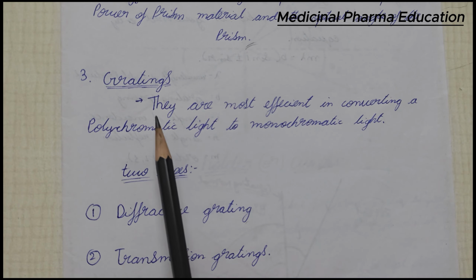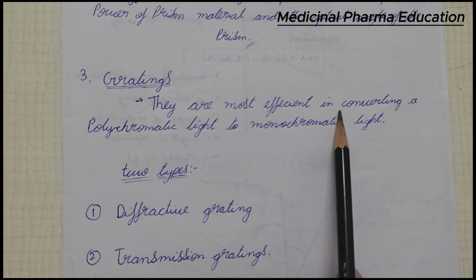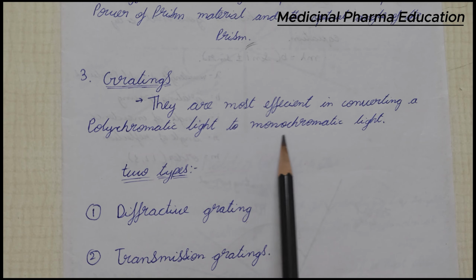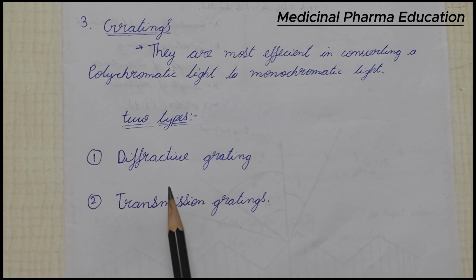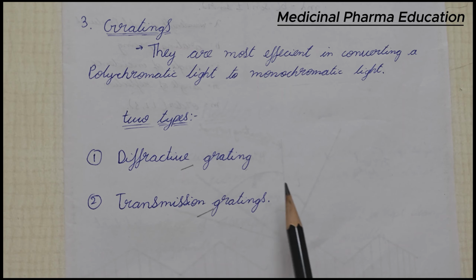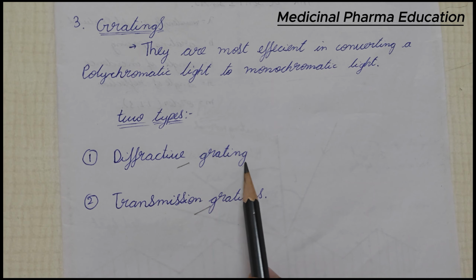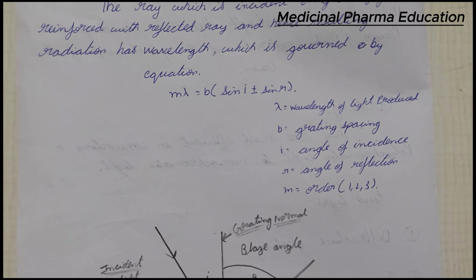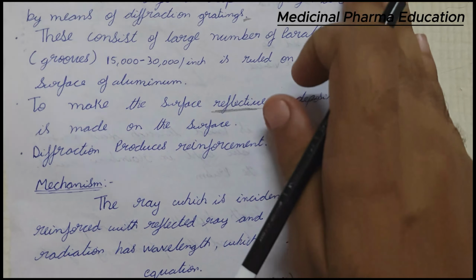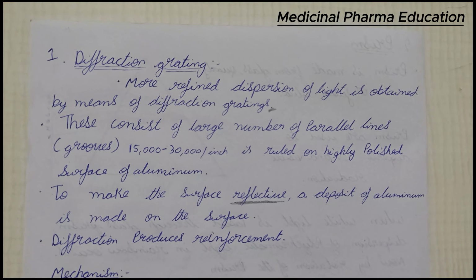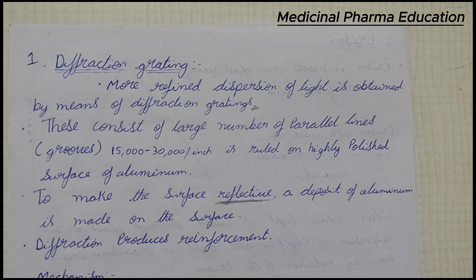Next, gratings. They are the most efficient in conversion of polychromatic light into monochromatic light. There are mainly two types: diffraction grating and transmission grating. We'll see them one by one. I'll explain the principle or the mechanism involved in it, so that you can understand it very easily. Otherwise the topics are becoming very lengthy.